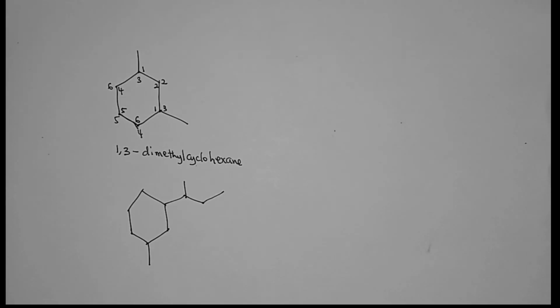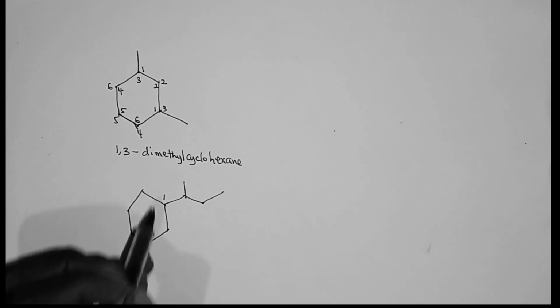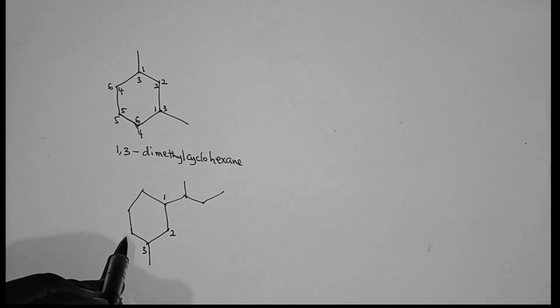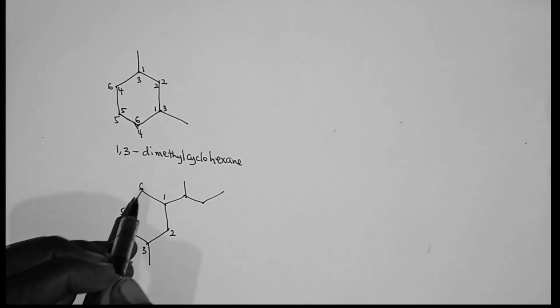So what is the name of this compound? It looks similar to the previous compound. So let's name it. However, in assigning the various numbers to the carbon groups in the parent chain, we need to start from the substituent with the highest precedence. And you can see that this substituent is a sec-butyl and this is a methyl. Precedence is given to a sec-butyl over a methyl group, and therefore we start from carbon number 1, carbon number 2, carbon number 3, 4, 5, and 6.